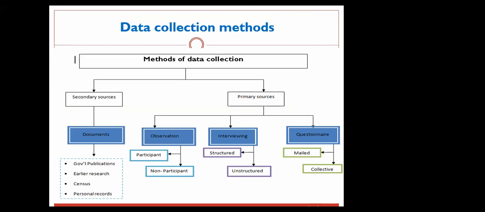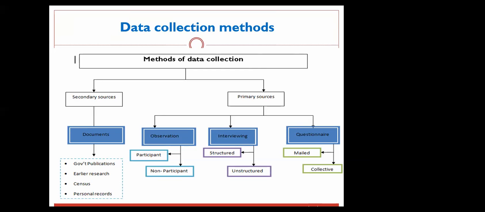So this slide shows that for the different sources, the different types of data, we have different methods. Secondary sources from documents; primary sources: questionnaire, interview, observation. And under observation, it can be participant or non-participant. Okay, Simon, you can unmute yourself and ask.